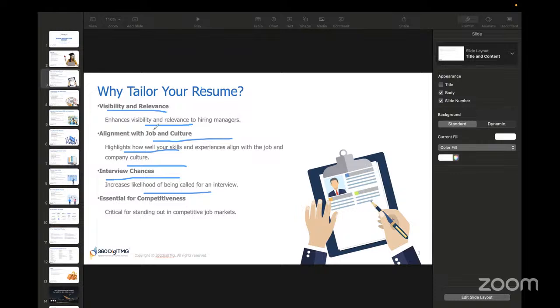So what things are you going to put in your resume? You are going to highlight the skills and experiences which are aligned with what is mentioned in the job description. If you make the resume like this, the interview chances are going to increase. The job market is very competitive, so our resume has to stand out from other people's resumes. That is why we have to make the tailored resume.